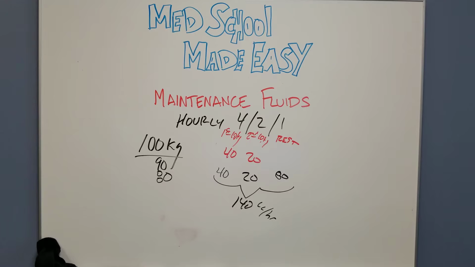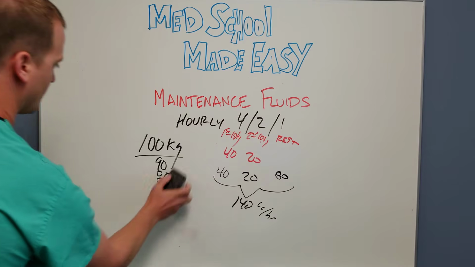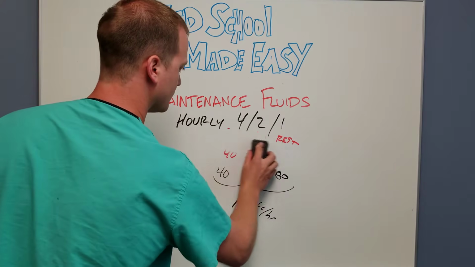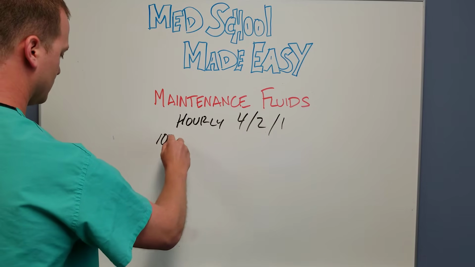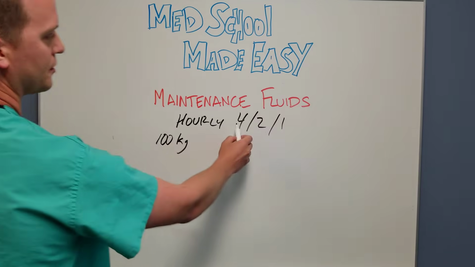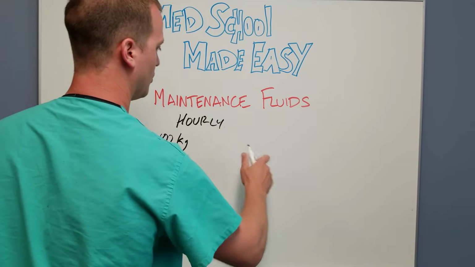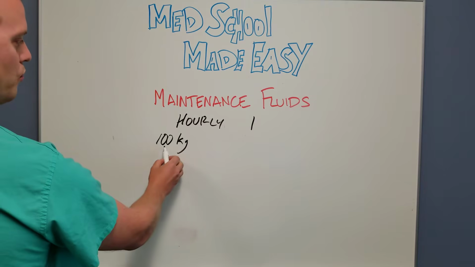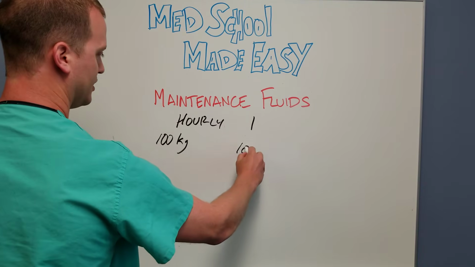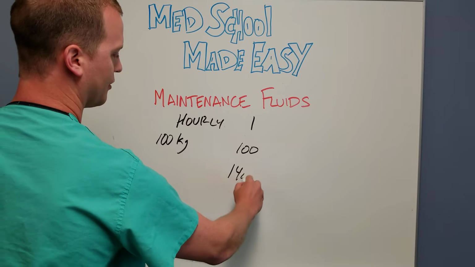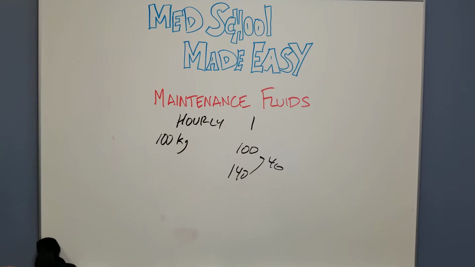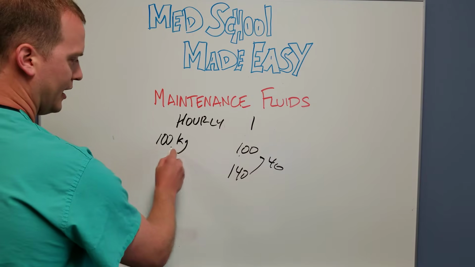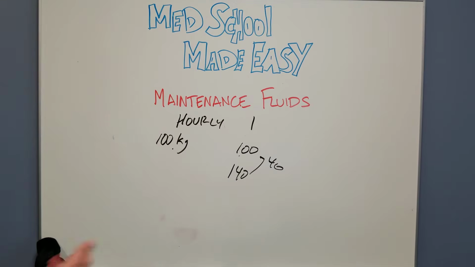This works really well, right? You can easily calculate this, but there's an even quicker way to do that. Let me show you how that's done. So for our 100 kilogram individual, let's say we didn't do this 4-2-1 rule, and instead we just did the 1 rule. It'd be 100 times 1 is 100 cc's an hour. Now it's different than the 140 we had earlier. How much different is that? 40. Okay, so basically what you can do is take their weight in kilograms and add 40 to it.